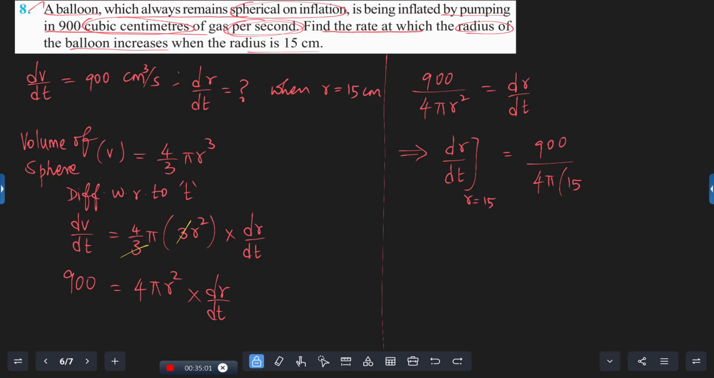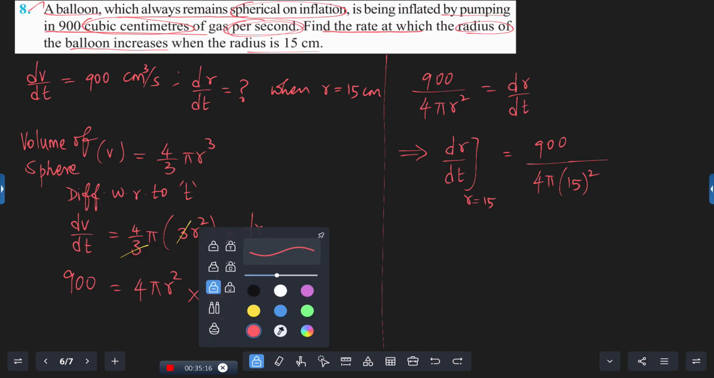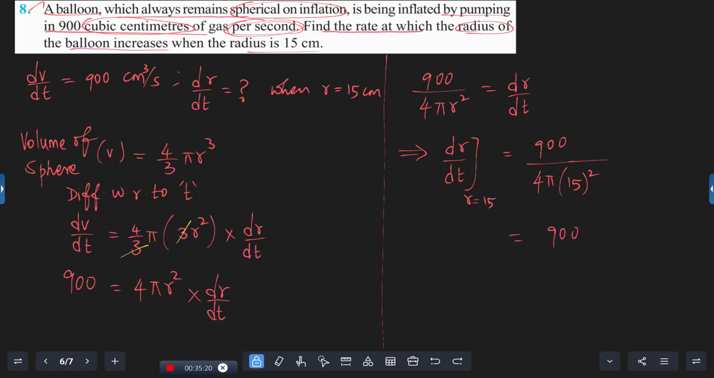So 15 square you will be getting. What do you think about 15 square? 15 square is 225. If you want to write 225, you write it, then you cancel with the 900. Or else you can also write 15 into 15. Not an issue. But when you multiply, what I am getting here is 900, 4 pi, 15 square, 225.